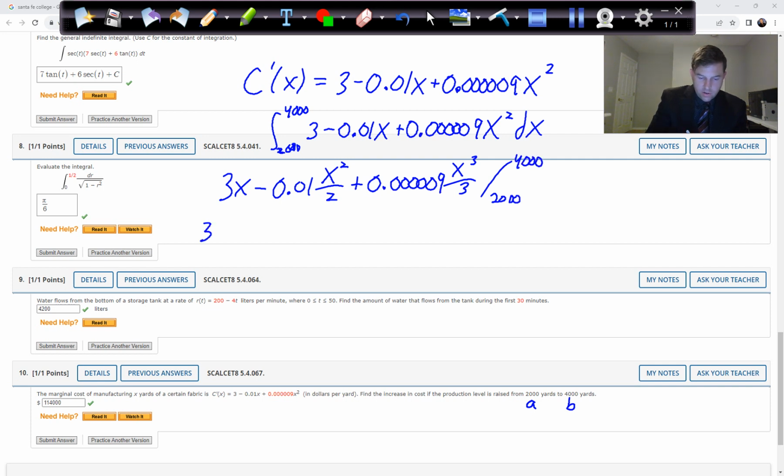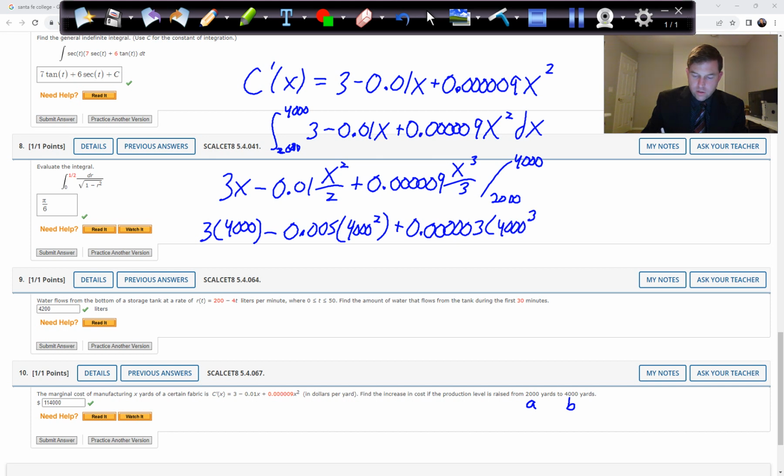So we're going to get 3 times 4,000 minus, this is really 0.005 when I divide 0.01 by 2, and our x is 4,000 squared now. This one becomes 0.000003. Take 0.000009 divided by 3, you get a 3 here, and then this is 4,000 cubed. Then the lower limit, it's just going to be minus the exact same stuff, but it's 2,000 now.